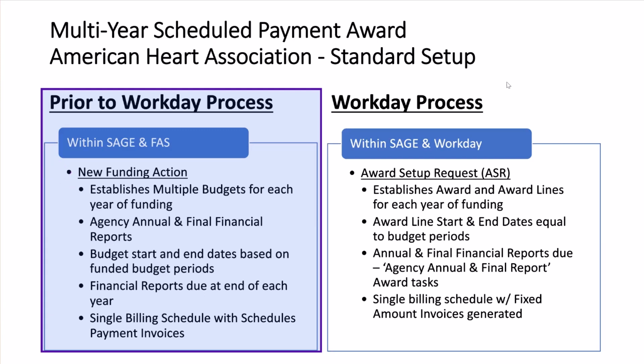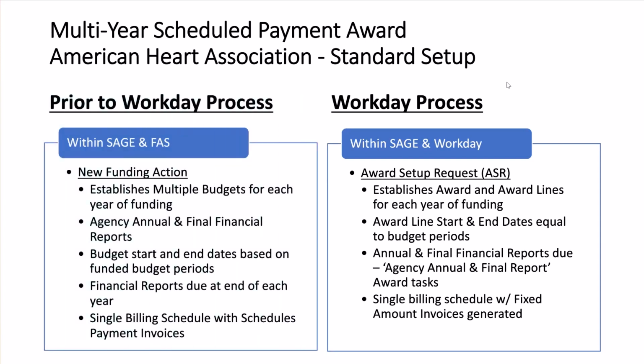So all the billing would happen... it didn't need to happen on each of the award lines that are for year 1 or year 2. It can happen kind of at the parent level.